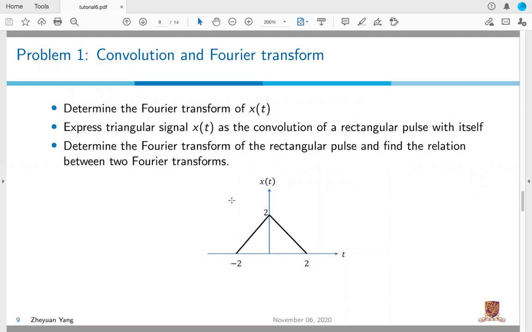Next, let's see some problems. The first problem is about convolution and Fourier transform. We want to determine the Fourier transform of this x(t). It is a triangle signal. I want you to express the triangular signal x(t) as the convolution of a rectangular pulse with itself. And third, I want you to determine the Fourier transform of the rectangular pulse and find the relation between the Fourier transform of the rectangular pulse and the Fourier transform of the triangular signal. So you have 2 minutes to think about this problem. You can calculate it by yourself.